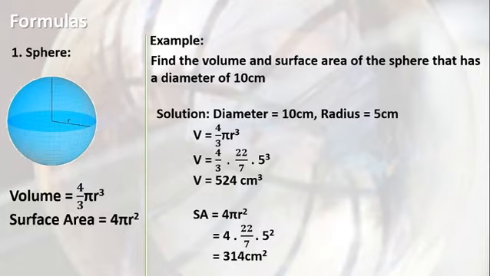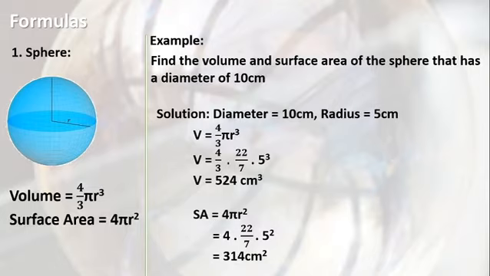You would notice that the surface area is in centimeters squared, whereas the volume is in centimeters cube. That's really very important for you to note. Volume is always in cubic units, whereas area, whether surface area or curved surface area or total surface area or lateral surface area, they are always in units squared.